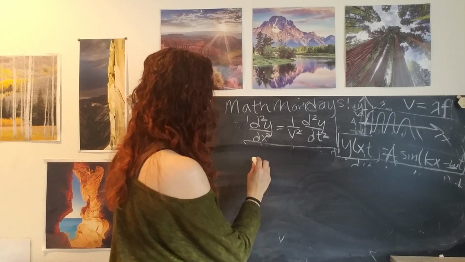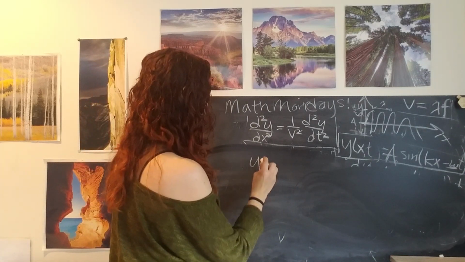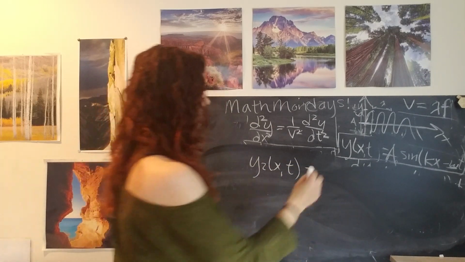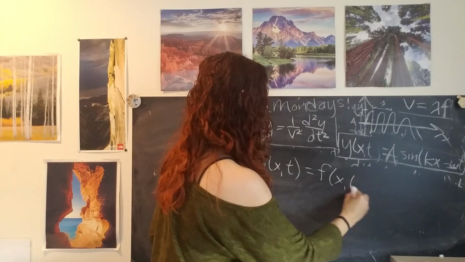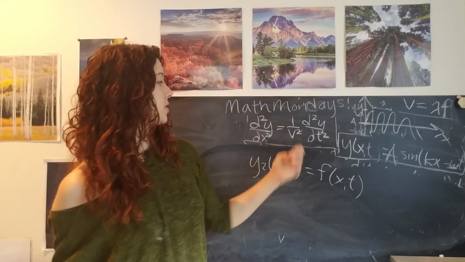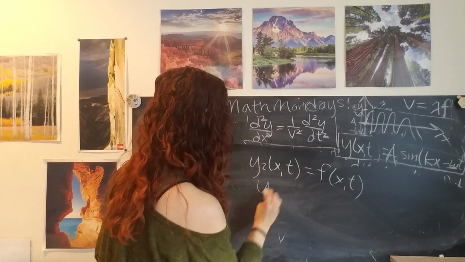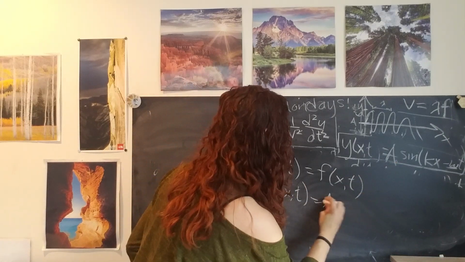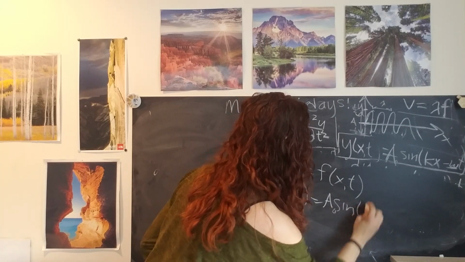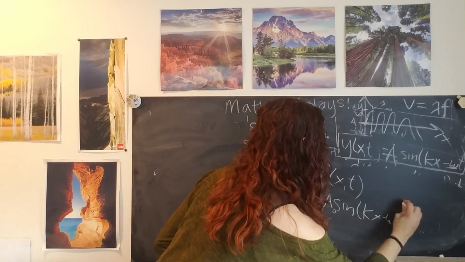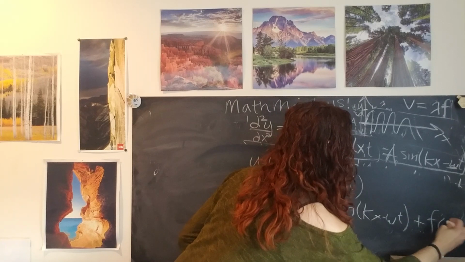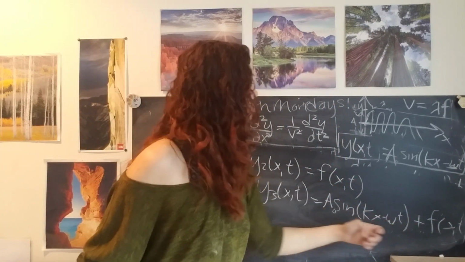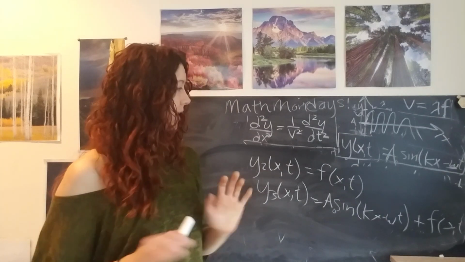So that basically means that if I have another solution, y2 of x and t equals some function of x and t that I know solves this, then you can say a third solution equals our first solution, A naught sine of kx minus omega t, plus f of x and t. That's pretty cool. That basically is called superposition. And that's where I'm going to leave it.